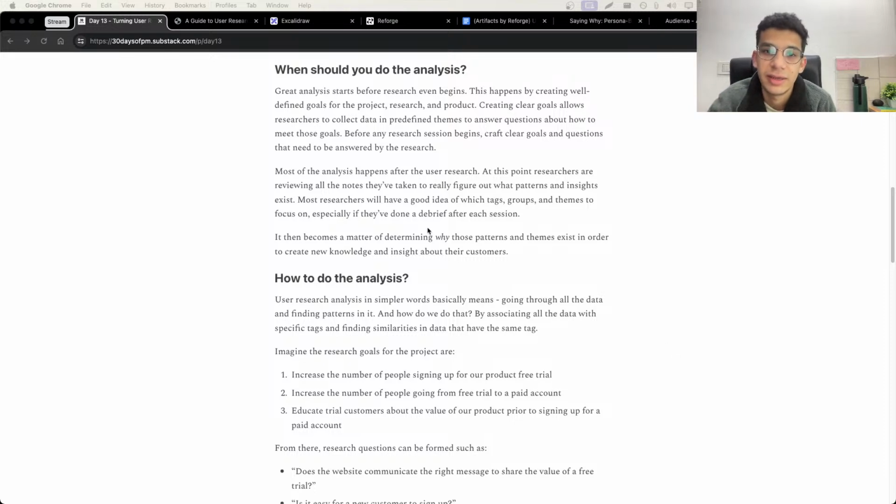And even here, it then becomes a matter of determining why those patterns and themes exist in order to create new knowledge and insight about their customers, right? So it helps you gain more knowledge, it gets you a lot of insights, you get a lot of perspective into how customers are actually using it.